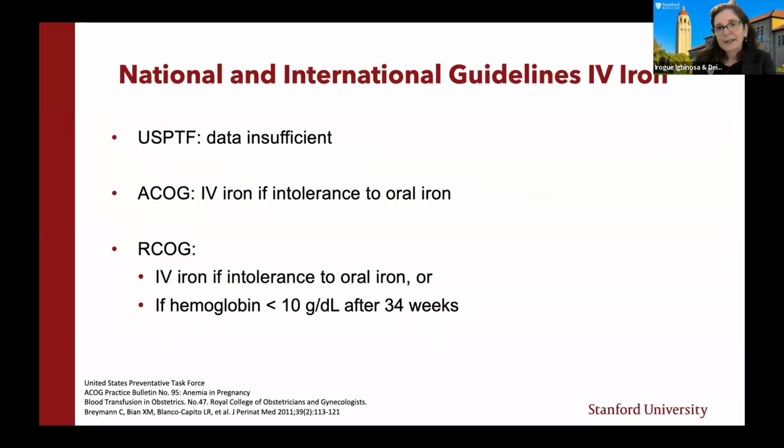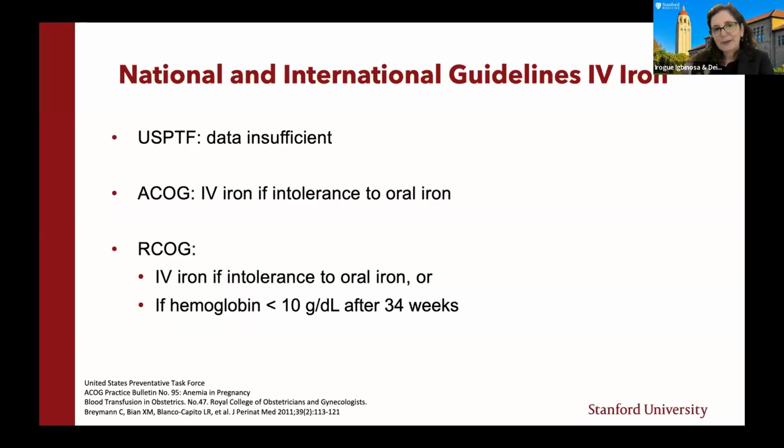Our national guidelines really support the use of IV iron. ACOG and the Royal College of OB/GYN both support it. The U.S. Preventive Services Task Force reports that data are insufficient, but again, they're looking to a different level of randomized controlled trial. ACOG just has a general supportive statement. The Royal College of OB/GYN makes an additional statement that IV iron should be used if someone's hemoglobin is less than 10 and the patient is after 34 weeks.